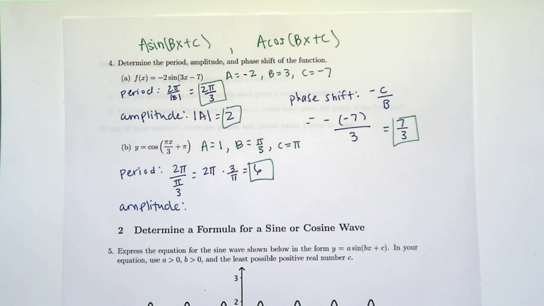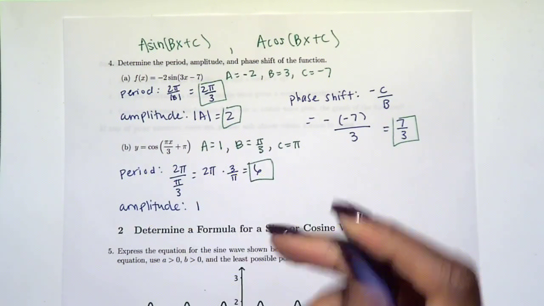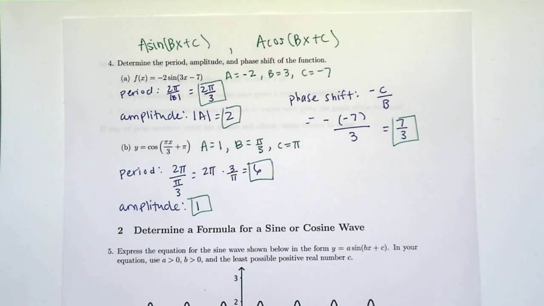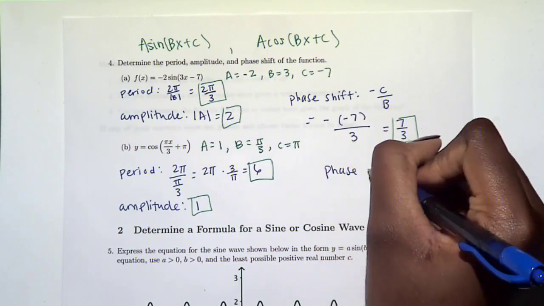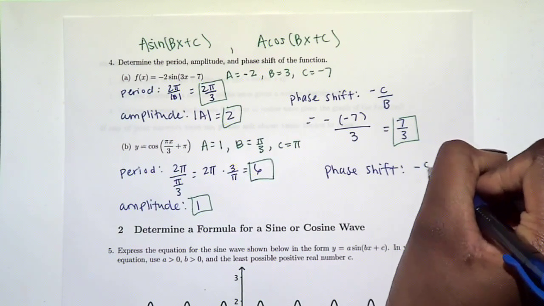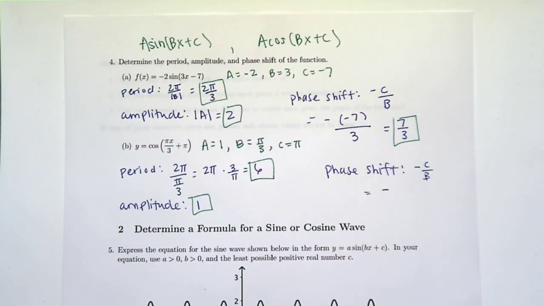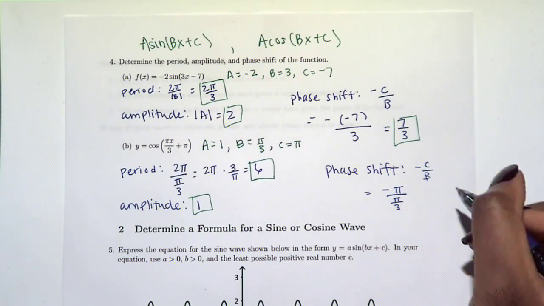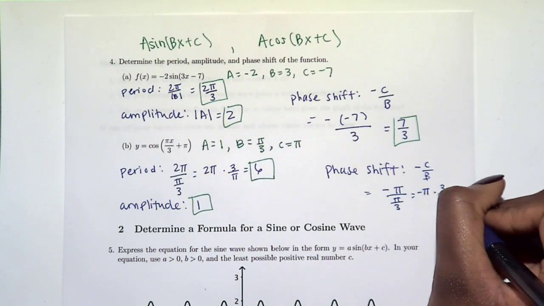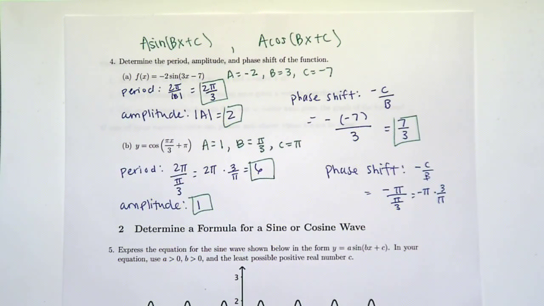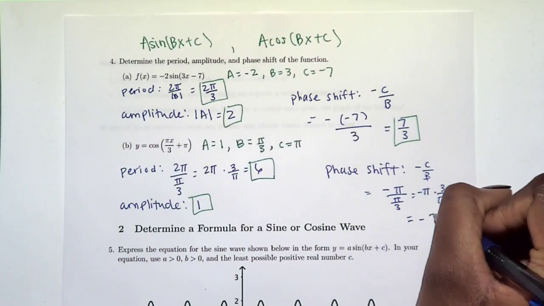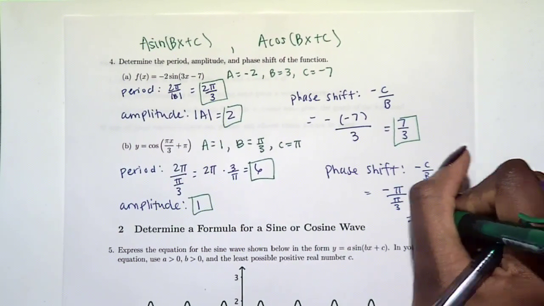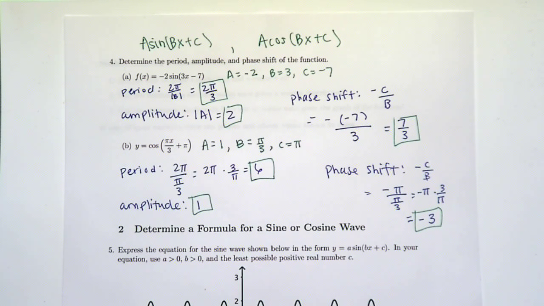The amplitude is just the absolute value of our a, so that's just 1. And then the phase shift, c is pi, b is pi over 3. The pi's are going to cancel, so that gives us negative 3. Okay, so make sure you know the formulas for all of these and how to find these 3 different things.